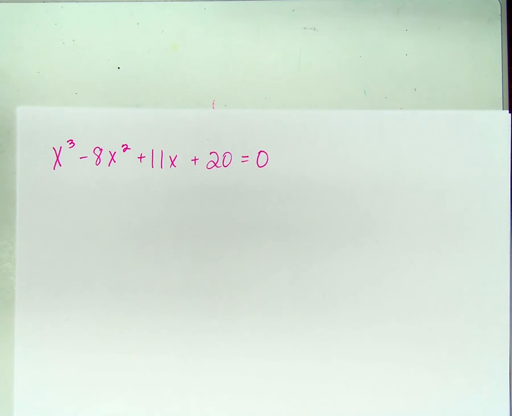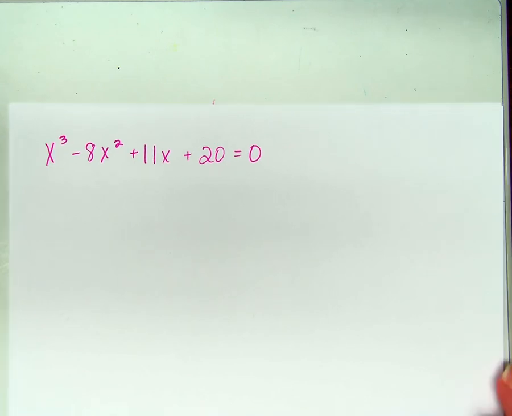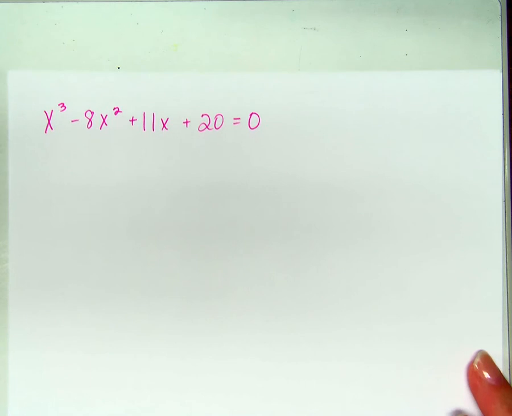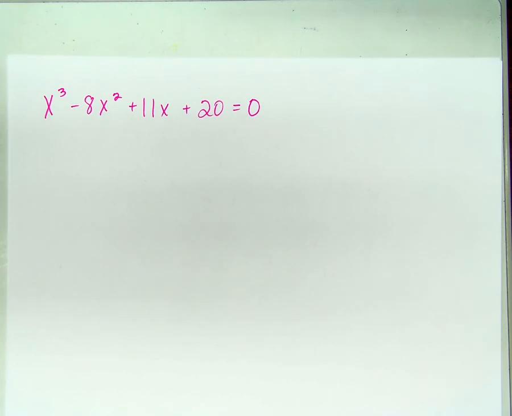So if I gave you this equation right here, x cubed minus 8x squared plus 11x plus 20, how would you try to solve this? Like by grouping, right? Okay, absolutely. So does anyone see a problem with that? Well, that's what we're trying to do. We're trying to solve it.